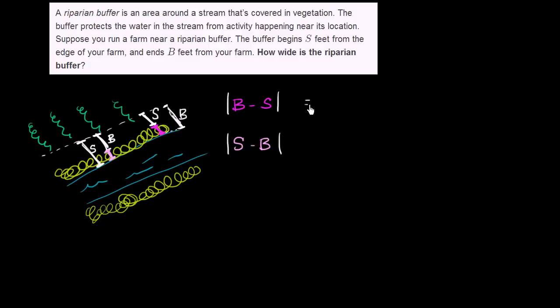So let me make that clear. The absolute value of B minus S is the same thing as the absolute value of S minus B. And so I would go with either one of these. Let's do another one.